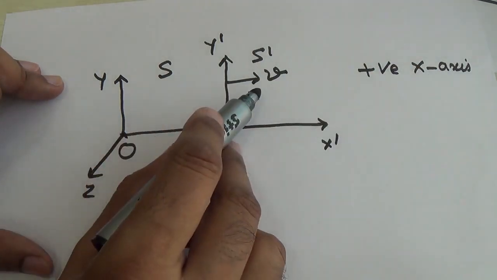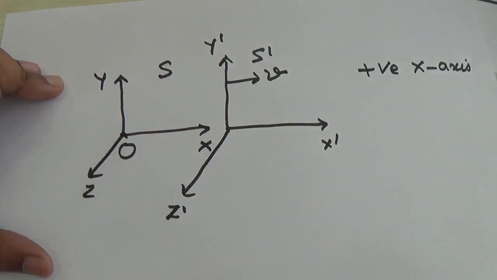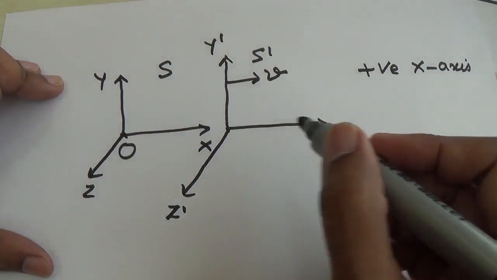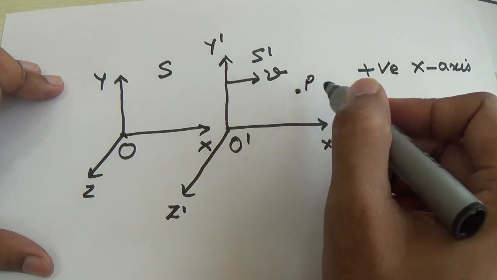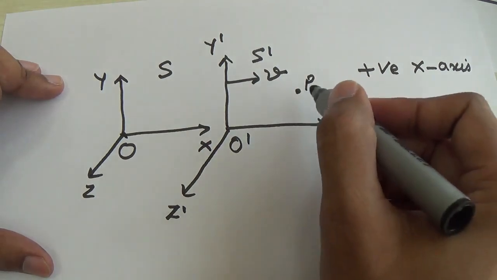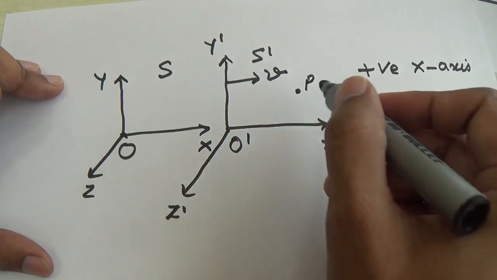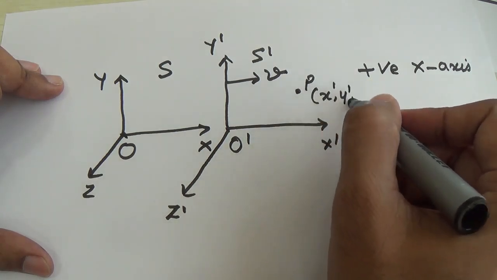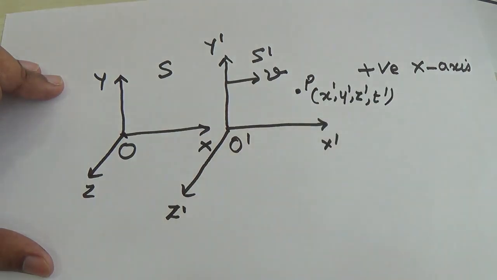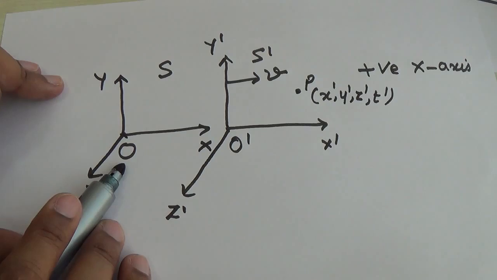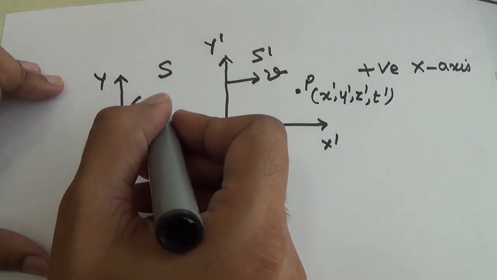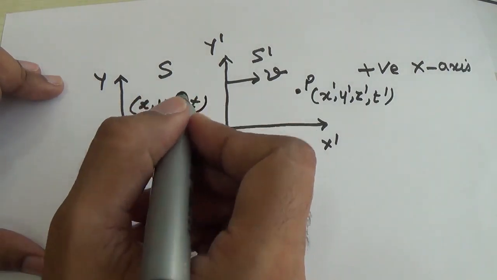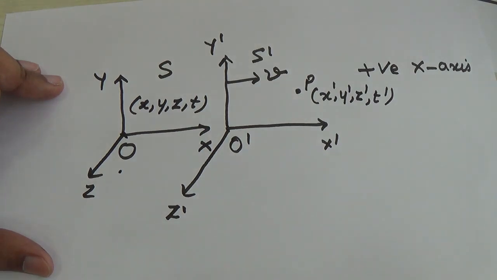This v is the relative speed with respect to the stationary frame, right? So O prime is here. One can define any event P. If that event is defined by the O prime observer, it will be x prime, y prime, z prime, and t prime. And if this event is defined by the O observer, it will have the coordinates x, y, z, and t in his frame of reference. So this is the basic idea.